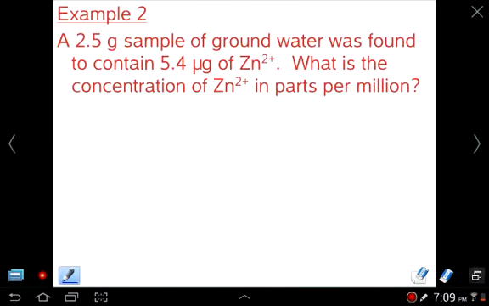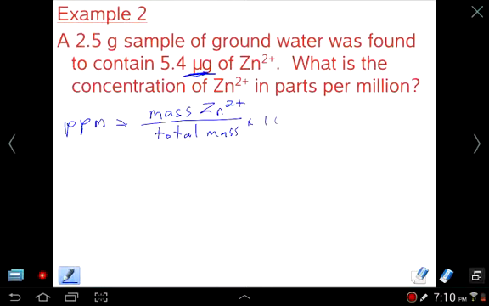So why don't we do a quick example of this. We have a 2.5 gram sample of groundwater that was found to contain 5.4 micrograms, a millionth of a gram, of zinc 2+. What is the concentration of zinc 2+ in parts per million? So our idea is parts per million. Essentially it's mass of your zinc 2+ divided by total mass, multiplied by 10 to the 6th, or a million.